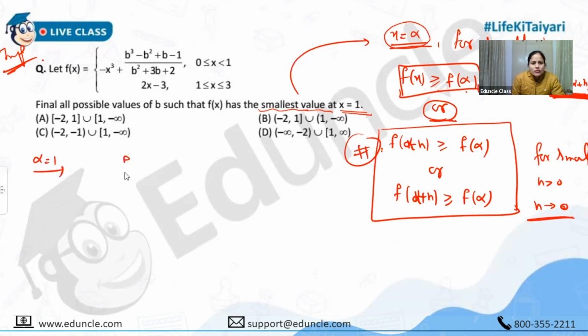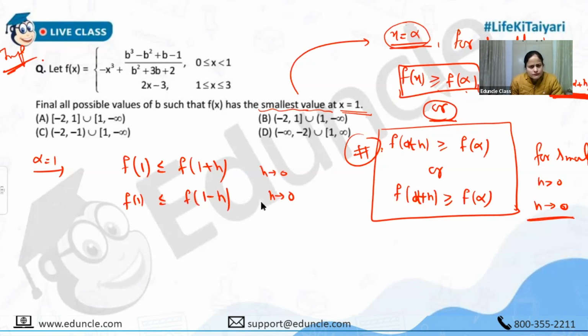Okay, so I want f at 1 is less than equal to f at 1 plus h. I can take this where my h tending to 0 because it is a small positive number, or f at 1 is less than equal to f at 1 minus h where h is tending to 0. I can take both. But here I need to find the values of b.